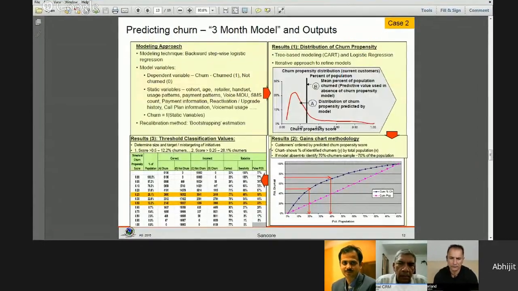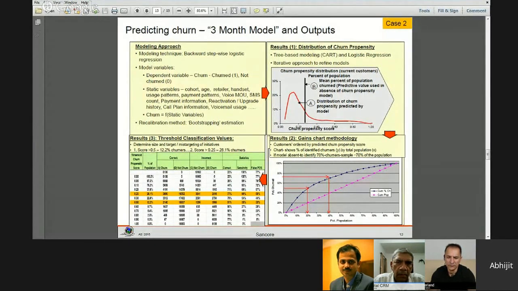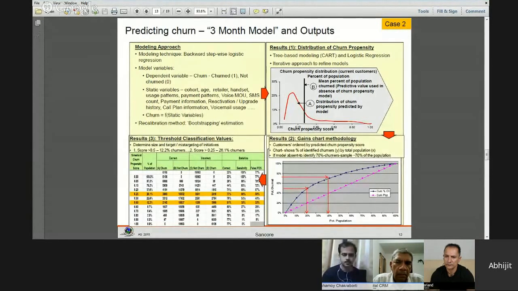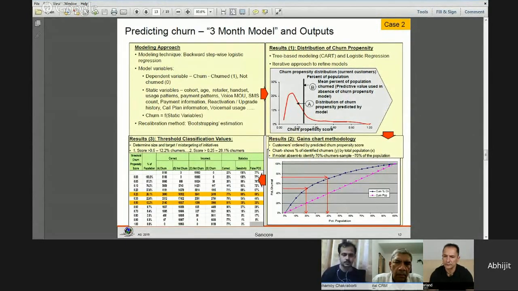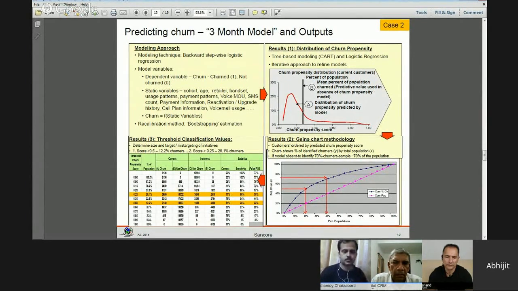So, and then this is another very busy slide, but let me take you very briefly through it. What we did, the nitty-gritty statistical aspect, was a backward stepwise logistic regression, and the dependent variable was whether you churned or not. There were static variables like cohort, age, retailer, handset usage patterns, payment information, voicemail usage, etc. The key thing to focus on is the results of the distribution of churn propensity and the gains chart methodology.